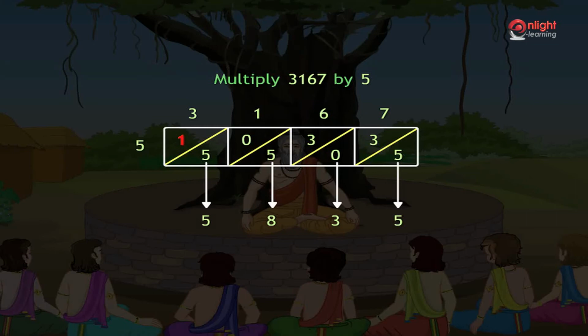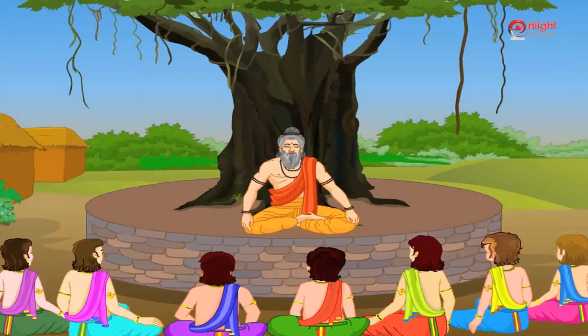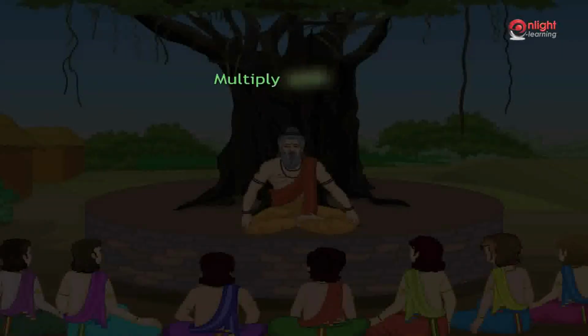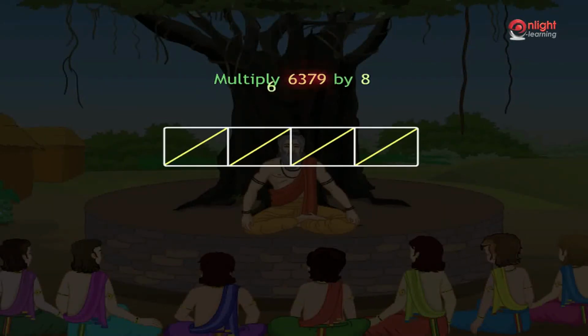Now the number along the left of the diagonal is 1. Now the product of 3167 and 5 is 15,835. Children, now let us multiply 6,379 by 8. First we write the number on top of the lattice and 8 on the left.